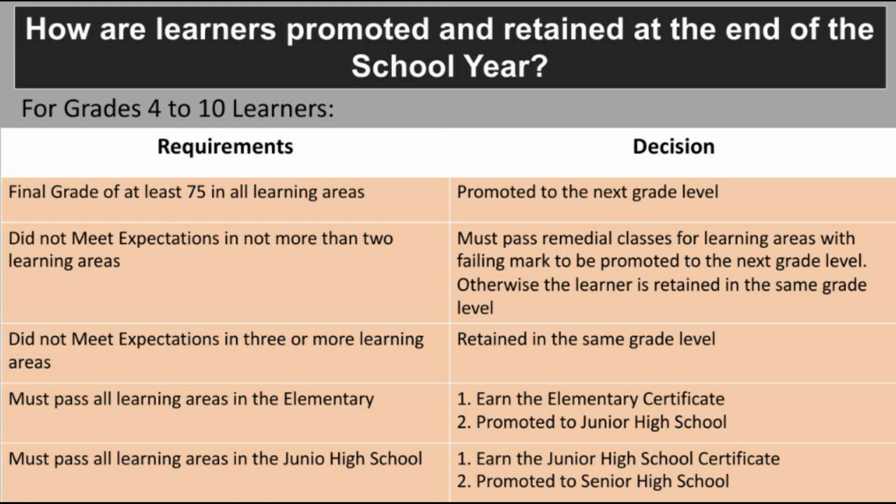Next, the learners must pass all the learning areas in the elementary level. The decision is they can earn the elementary certificate and be promoted to junior high school. The last one is the learners must pass all the learning areas in junior high school so they can earn the junior high school certificate and be promoted to senior high school.